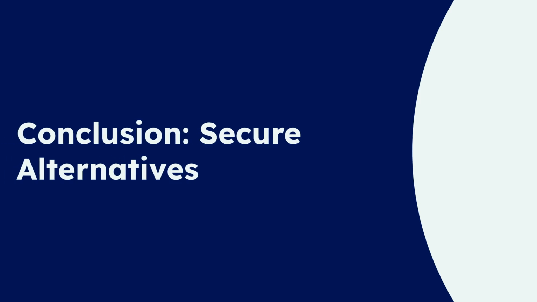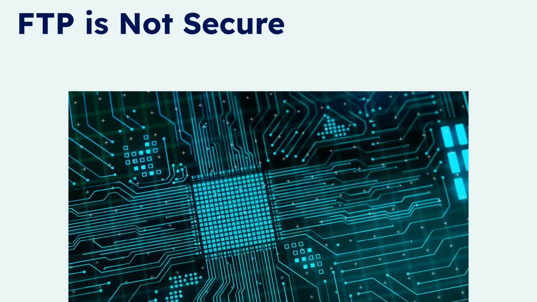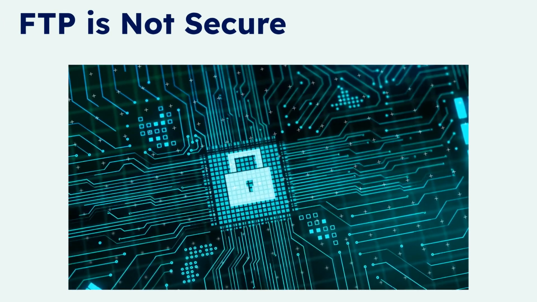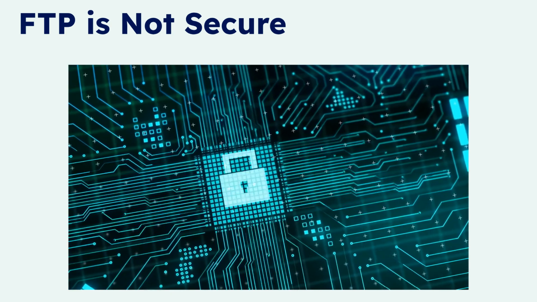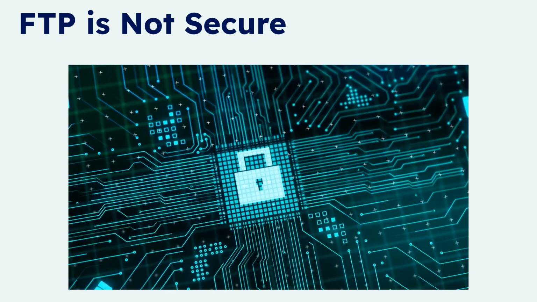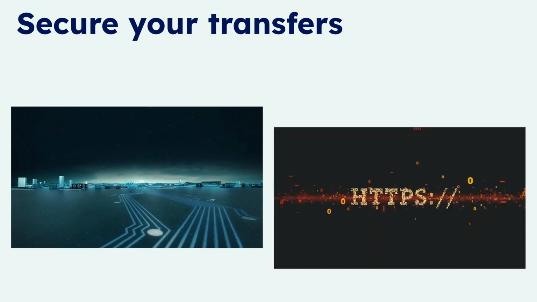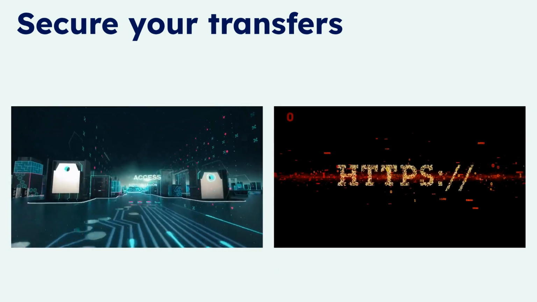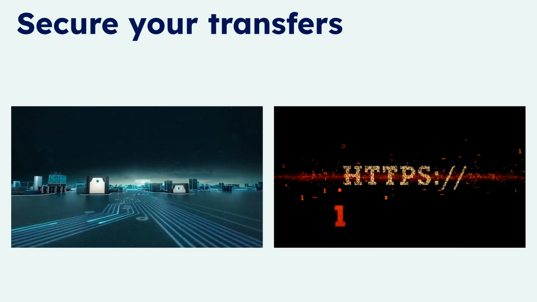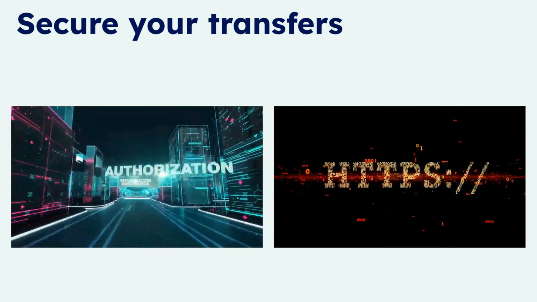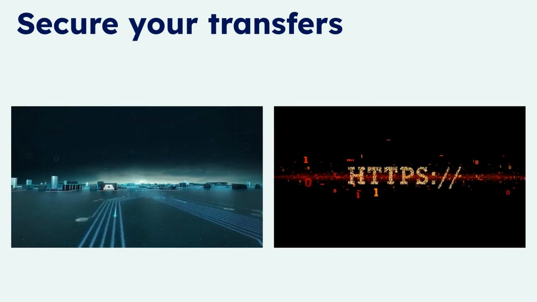The findings are quite stark, which brings us to the conclusion: understanding the importance of secure alternatives. The big takeaway here is undeniable. FTP is not secure. Everything, credentials, files, and commands, is fully visible in plain text. This is why companies must push for secure alternatives like SFTP, which uses SSH encryption, or FTPS, which relies on SSL/TLS to safeguard data.